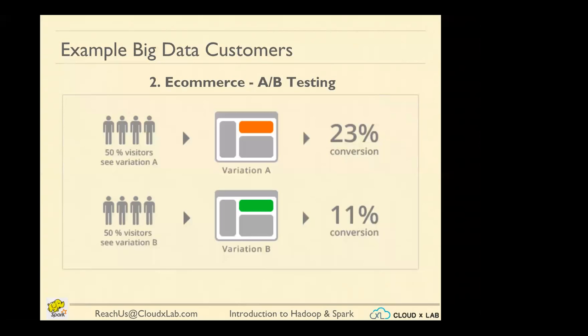For example, there are two variations of your website. Variation A is red and variation B is green. Both variations are shown to 50% of the users coming to your website. My question to all of you is, if you have to decide whether to go with variation A or variation B, which one will you choose? A, right? Because A is giving better conversion. So let the data help you take decisions.